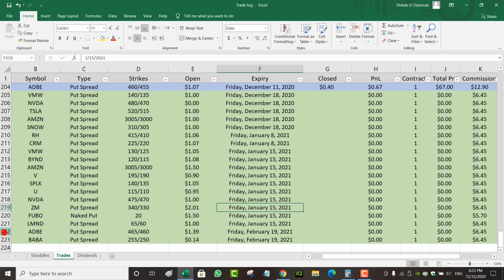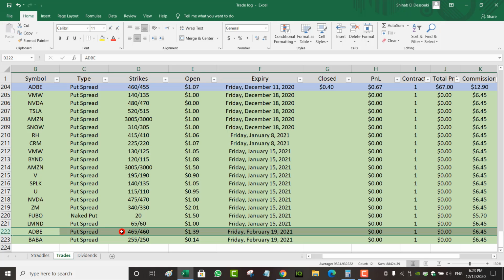Adobe was an earnings trade that I rolled before earnings because I felt like I didn't choose the best strike, so I rolled it just in case. If I had kept it for last week, it would have been a winner. It would have been close, but it would have been a winner. Regardless, I rolled it for February 19. So I just need Adobe to stay above 465 by February.